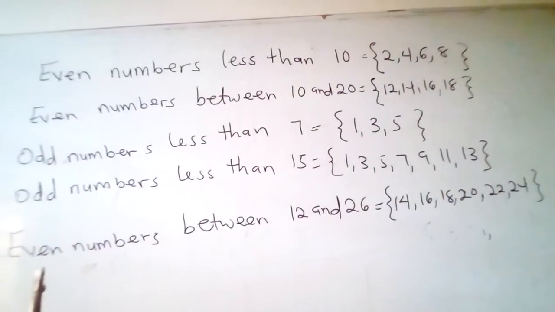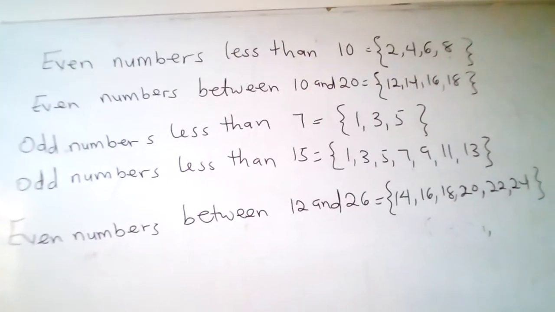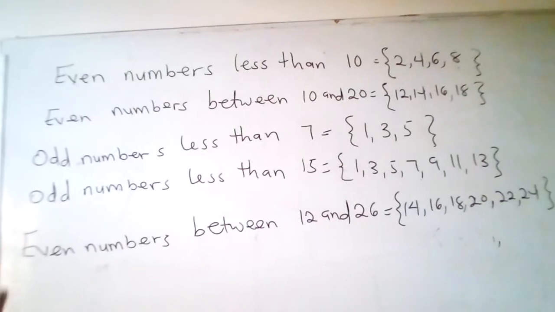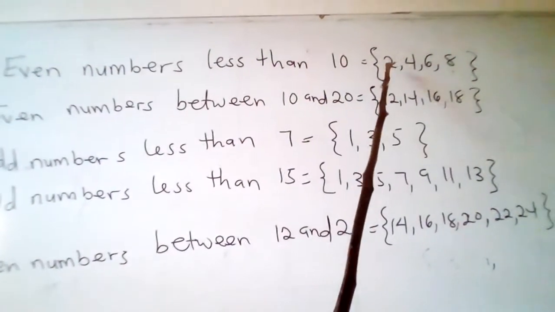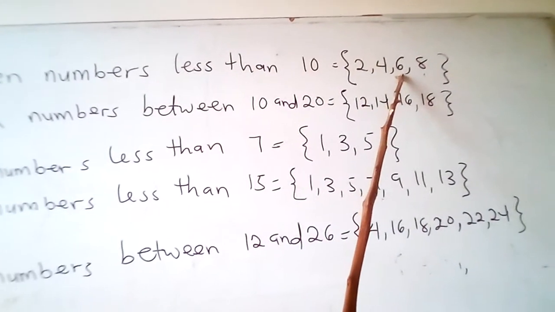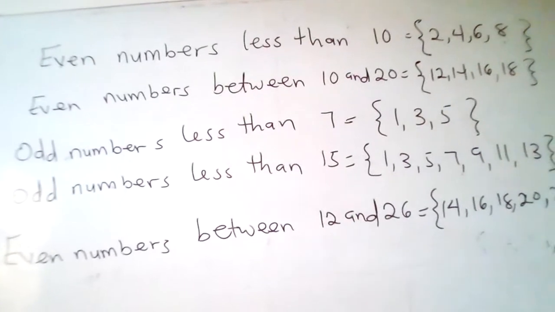Okay, so when you say even numbers less than 10, it means that you do not get to 10, because we are looking for numbers that are less than 10. That's why we have 2, 4, 6, 8. So it's less than 10. It's not up to 10.